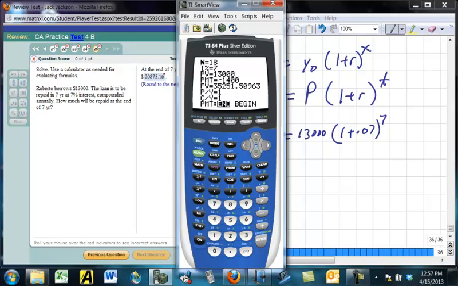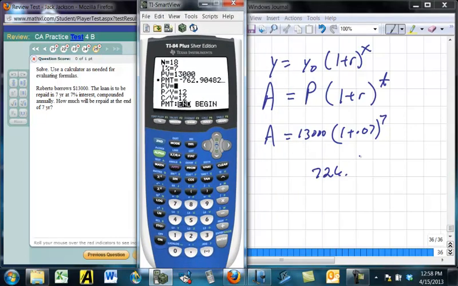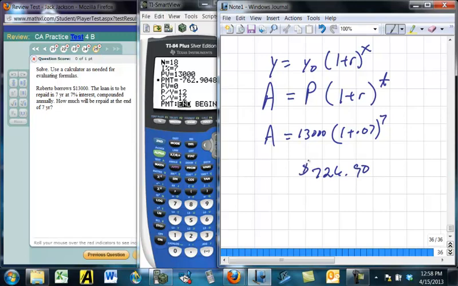In the future, it's going to be 0, because he's going to pay it off. 12 payments a year, which is 12 conversions a year. It's going to make 12 payments, and interest is figured 12 times a year. But we want to figure out what his payment's going to be. So that's the one we're missing. And so we notice it's negative because it's coming out of his pocket. So if he borrows $13,000 and pays it off in payments, he'll be paying $726.90 per payment.